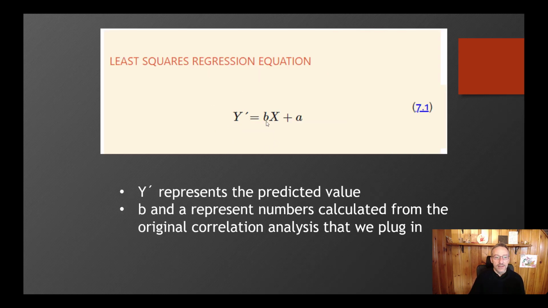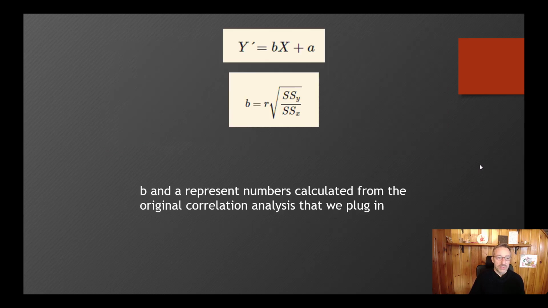B and A, the B here and the A here, are both numbers that we get from the original correlational analysis, and we plug those numbers in. I'll show those to you. So B equals R, our Pearson's R, times the square root of the sum of squares Y divided by the sum of squares of X. So this is for B. We plug that in next to the X in the original equation. And then A is going to be the mean of Y minus B times our mean of X.